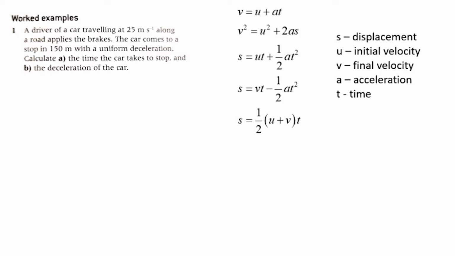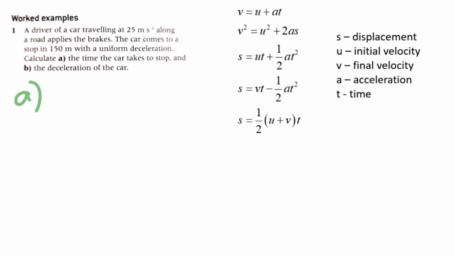Here is the question. A driver of a car traveling at 25 meters per second along a road applies the brakes. The car comes to a stop in 150 meters with a uniform deceleration. Calculate the time the car takes to stop and the deceleration of the car. Let's begin with part A.